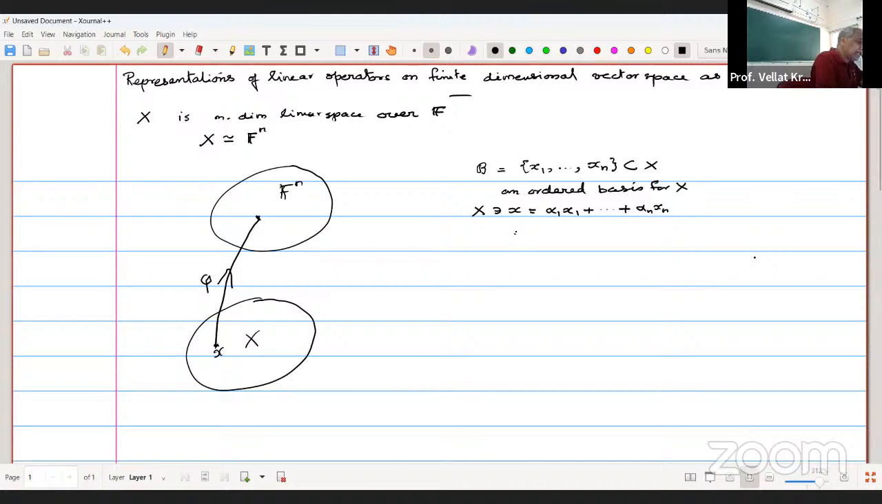Therefore, I can associate with x the vector alpha 1, alpha 2, etc., alpha n belonging to Fn, and define phi of x to be this vector. So for each x, you have an n-tuple identified in Fn, which is uniquely identified. So there is no ambiguity at all. And you can show that phi is an isomorphism.